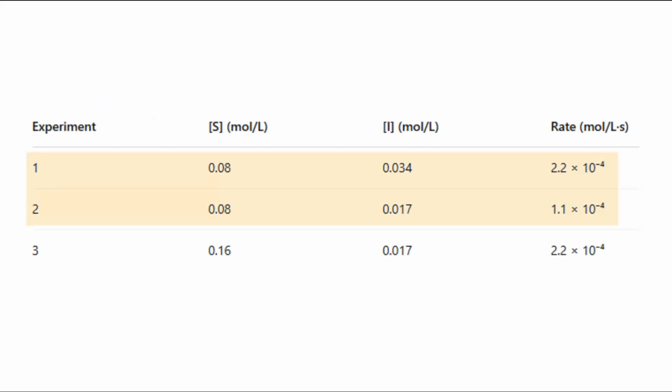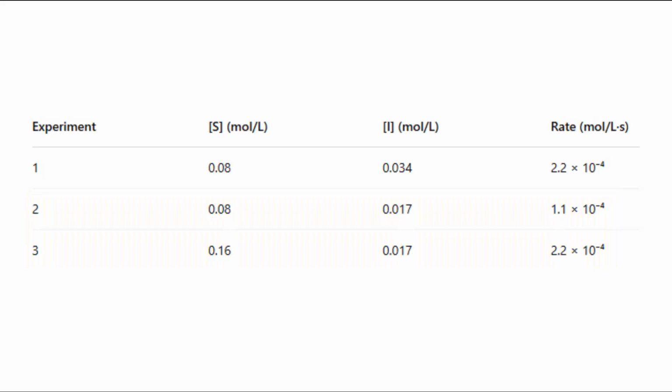Experiment 1 and 2, the concentration of S, the peroxide disulfate, is constant at 0.08 mole per liter. But the concentration of the iodide ion, so the concentration of I, we can see has halved from 0.034 to 0.017 mole per liter. If we compare experiments 2 and 3, we see now the concentration of I is the same and the concentration of S has doubled from 0.08 to 0.16 mole per liter. And we can also see how the rate of each experiment has changed accordingly.